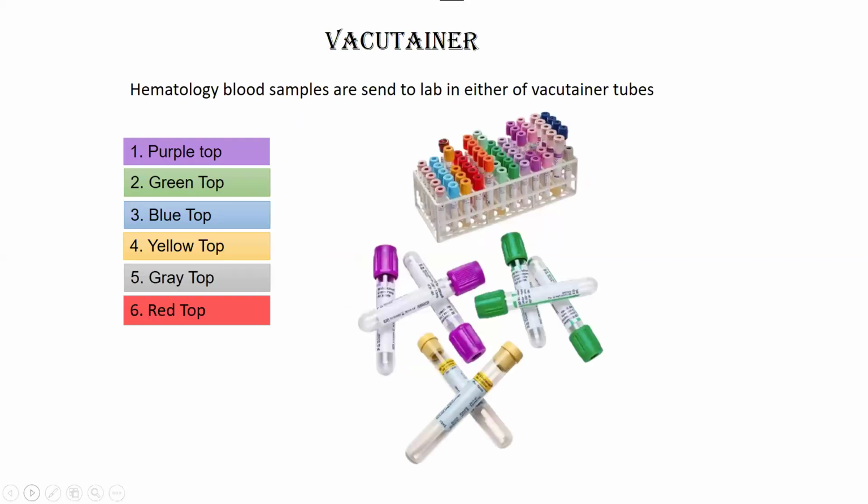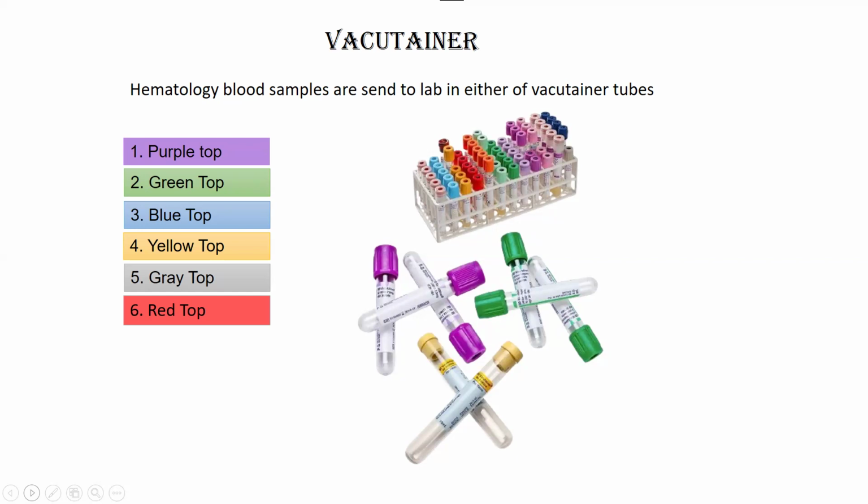So basically, hematology blood samples are sent to the lab in vacutainers, which have different colors: purple top, green top, blue top, yellow top, gray top, and red top tubes. In each of these tubes, there is a separate chemical ingredient with a different mode of action, and because of that, each test requires a different kind of vacutainer tube.